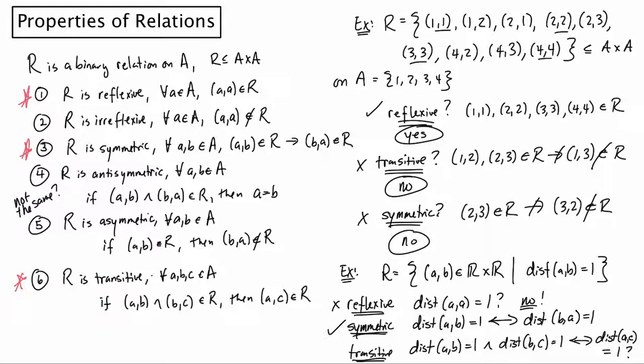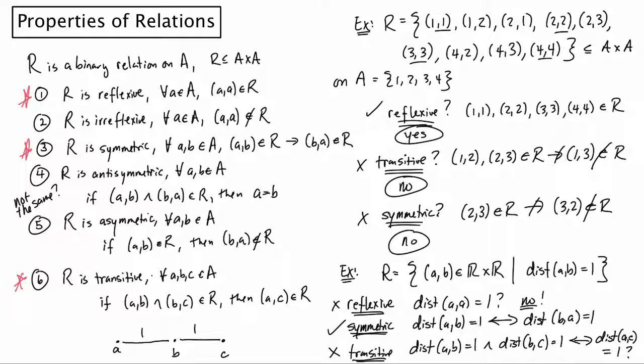Could I set up a particular A, B, and C so that this is true? Sure. But remember, the definition of transitive is it has to be true for every A, B, and C. And so if I just pick 3 points in a straight line, and the distance between A and B is 1, and the distance between B and C is 1, then the distance between A and C is not 1, it turns out to be 2. So this is not true in every case, therefore it cannot be transitive.